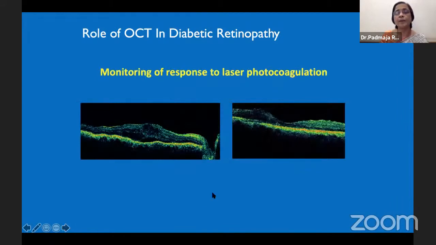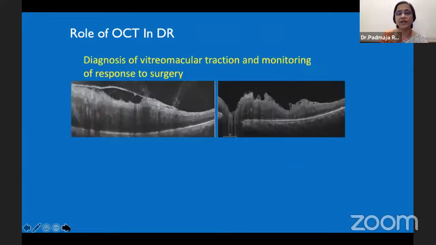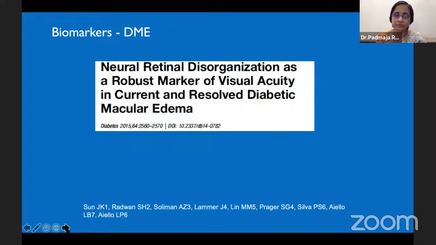And it can also help us when we do any laser treatment or injections, as a monitoring of response. OCT is also extremely useful, for example, in a diabetic macular edema which is not responding to injections, and when there is any tractional element due to the vitreous interface, tractional edema, or when we think that this is an indication for surgery, again OCT can play a very important role in documenting that traction.